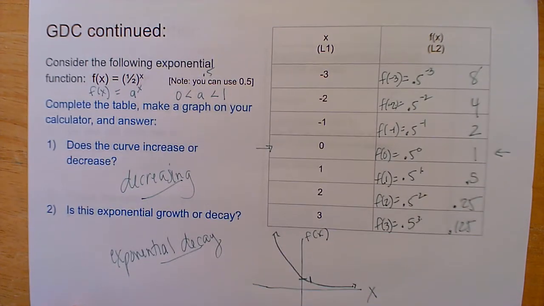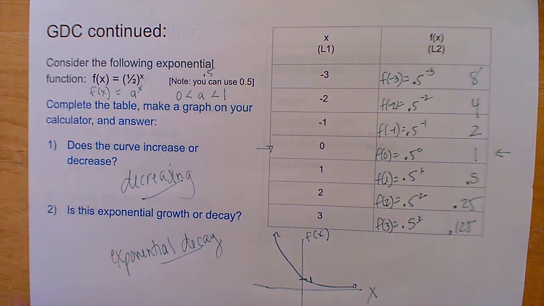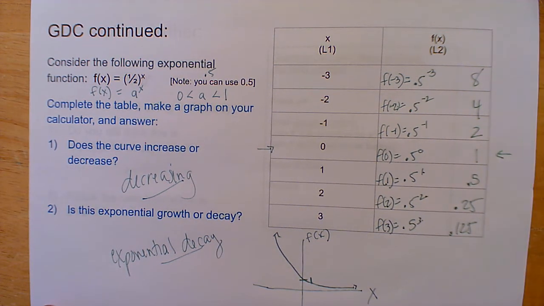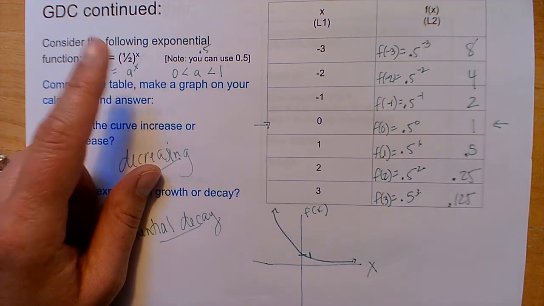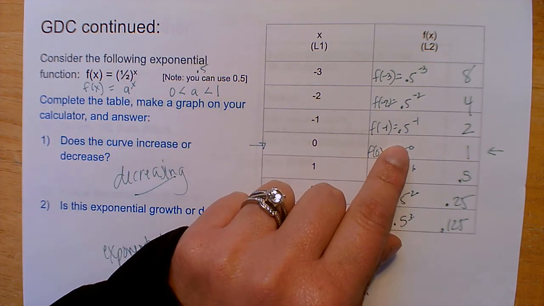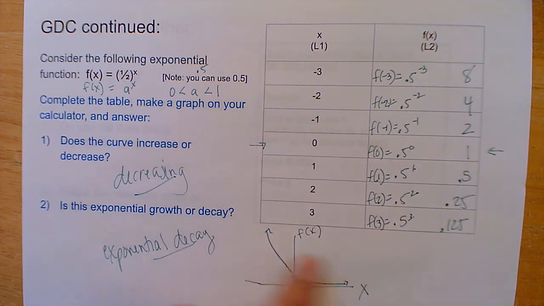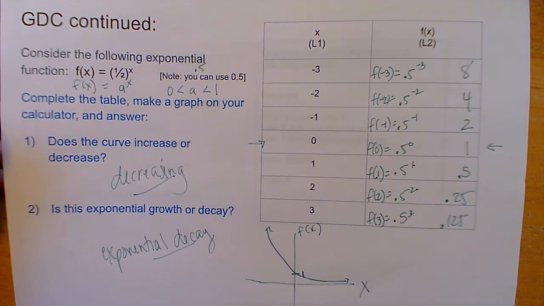Yay! And so that's working with the exponential function, working with the table, and putting it in our calculator to graph it. We can see by the equation that it was decreasing. By the table, we can tell that it was decreasing, and now definitely by the picture that we made, we can confirm that it was a decreasing exponential function.